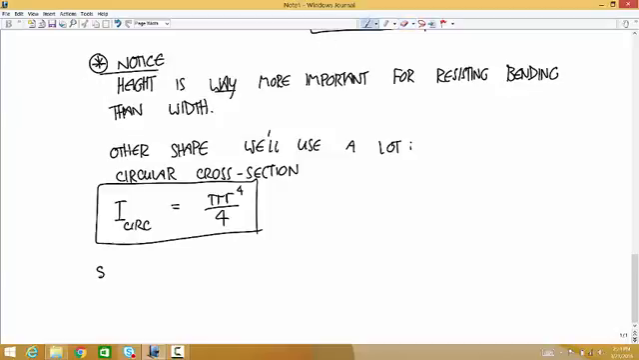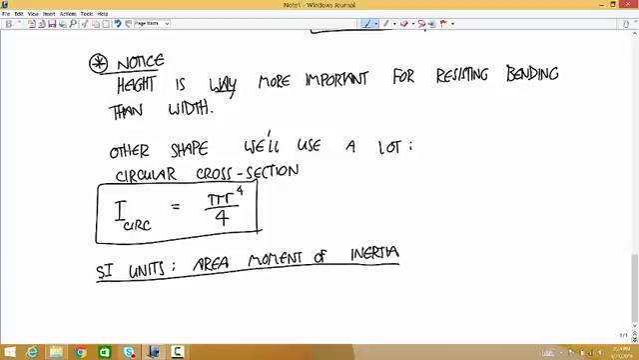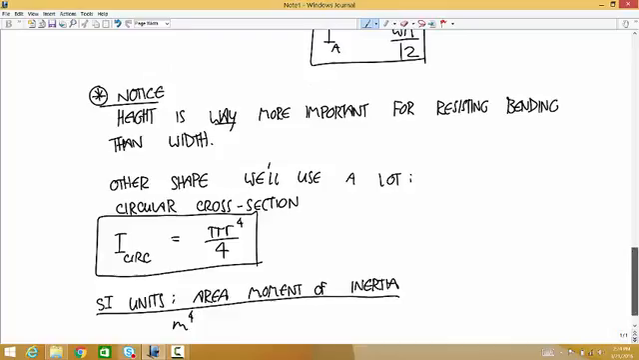Okay, so SI units for area moment of inertia. I know some of you are still skeptical about these two things being different. Do you remember what the units for mass moment of inertia are? Kilogram meters squared. This one has units of meters to the fourth. You can see that in both of these two formulas.